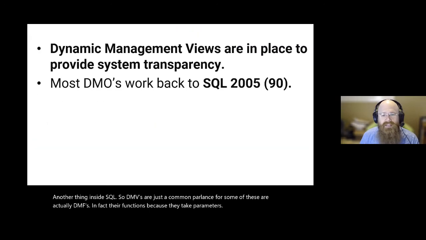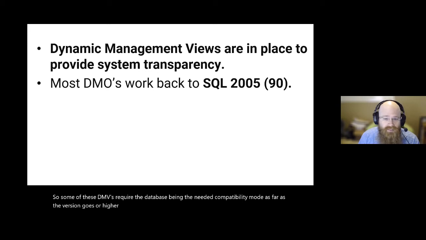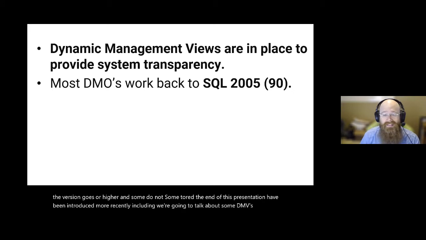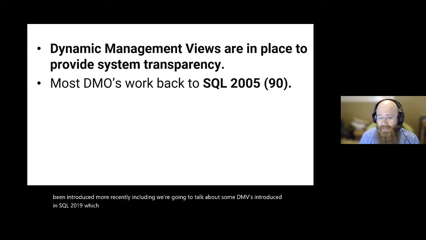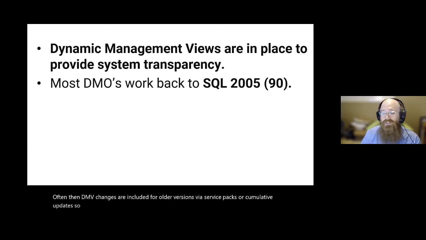Some of these DMVs require the database be in the needed compatibility mode as far as the version goes or higher, and some do not. Some toward the end of this presentation have been introduced more recently, including we're going to talk about some DMVs introduced in SQL 2019, which has been out for less than a year. Often then, DMV changes are included for older versions via service packs or cumulative updates. So something may only work in SQL 2012 Service Pack 4, but not in Service Pack 3. So pay attention for that.